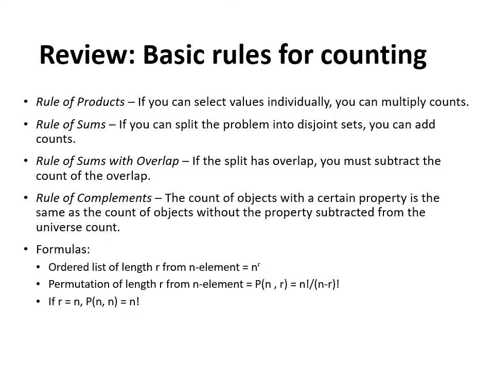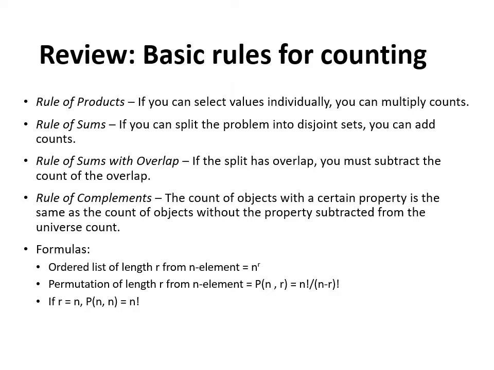If the split is not into disjoint sets, meaning there is an overlap between sets, we must subtract the count of the overlap. And finally, we introduced the rule of complements, which tells us that the count of objects with a certain property is the same as the count of objects without the property subtracted from the universe count. So we saw, for example, the rule of complements in the dice problem from part 1 of this lecture.